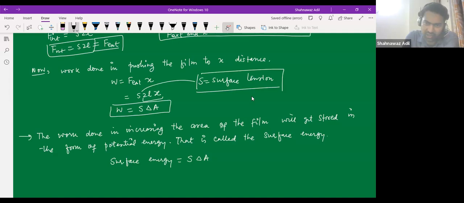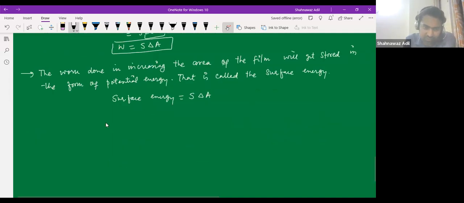So what is surface tension? Surface tension would be how much? Work done by area. Yeah, so surface energy by area, right? Surface energy per unit area. So that is your surface tension. So this is another definition of surface tension.